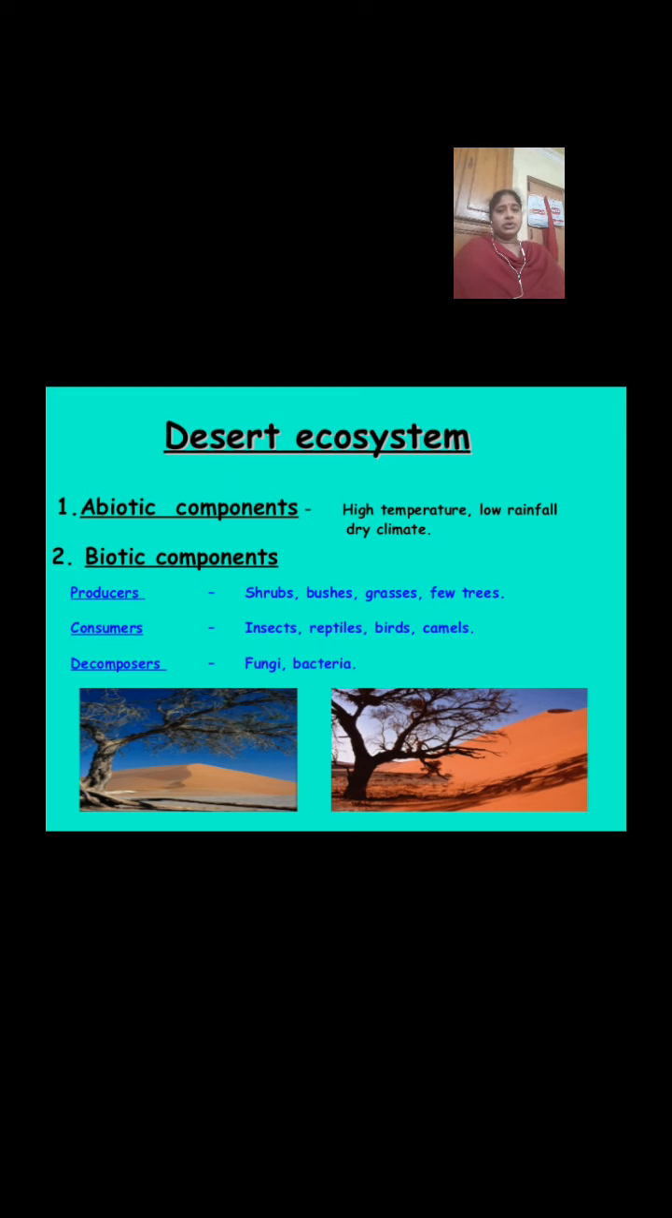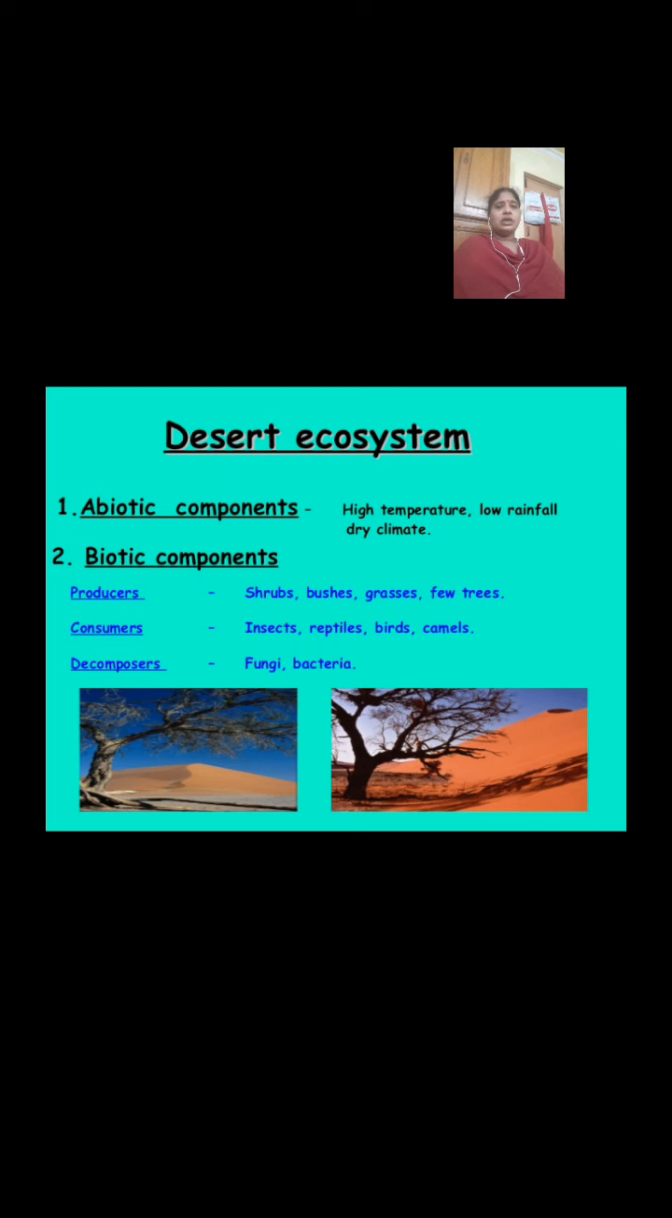So as usual, components of an ecosystem are of two types: abiotic components and biotic components. So what are the abiotic components in the desert ecosystem? High temperature, low rainfall and dry climate, along with soil, air, water, wherever it is available in oases and all. So all these come under abiotic components.